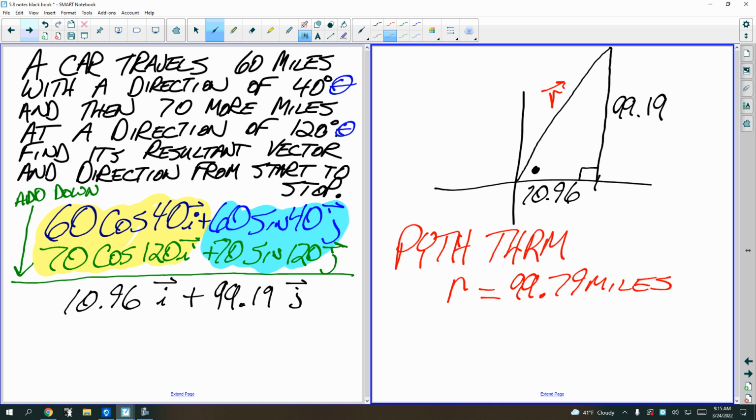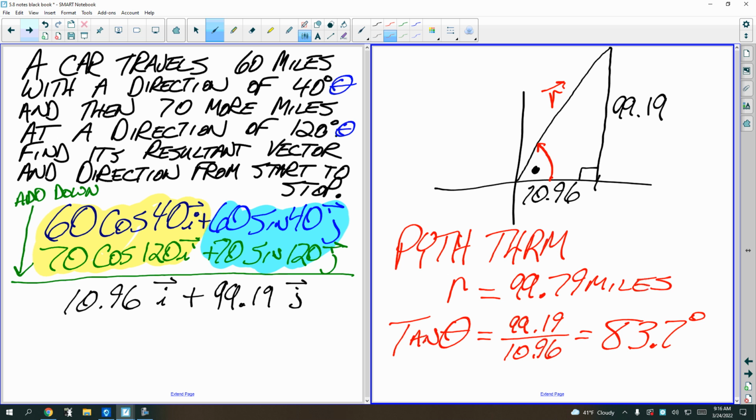And now to find the black dot. The black dot is the from start to stop. Okay, so the black dot angle is start to stop, and the smart one to use would be tangent, right? So tangent theta, or whatever you want to call it, is going to be 99.19 divided by 10.96. And so I'm just going to do shift tangent and get 83.7 degrees. Okay, so the resultant vector has a magnitude of 99.79 miles, a direction of 83.7 degrees.